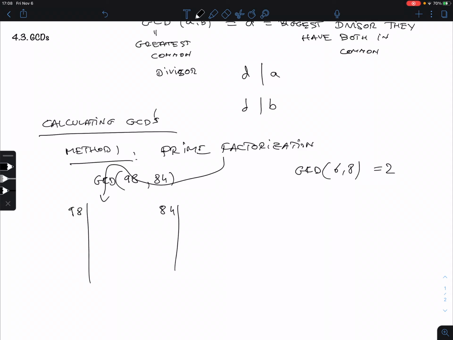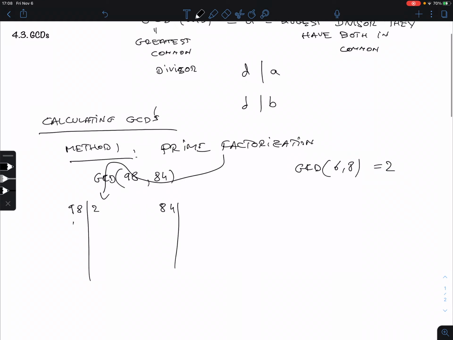So remember how I did this. I start with the smallest prime. 2 goes in there, because 98 is an even number, it ends in 8. So if I divide by 2, I get 49. So does 2 go in there? No. Does 3 go in there? Remember, that means the sum of the digits has to be divisible by 3, but that's not the case: the sum of the digits is 13, which itself has a digit sum of 4. So no. What about 5? It should end in 5 or 0.